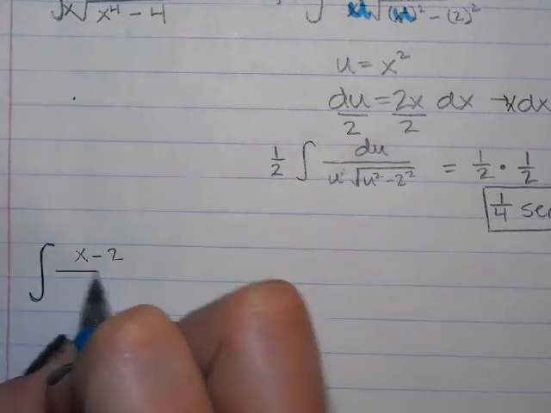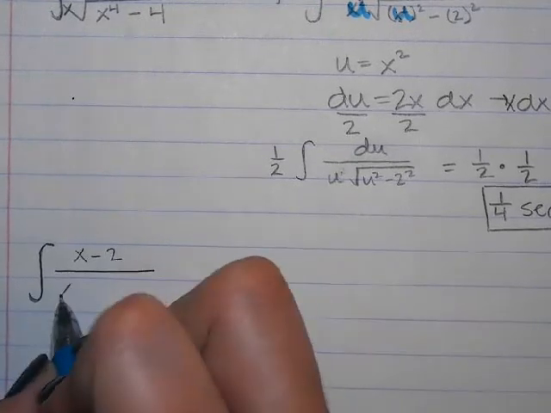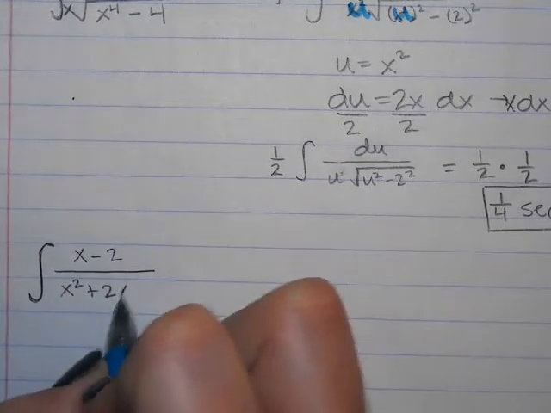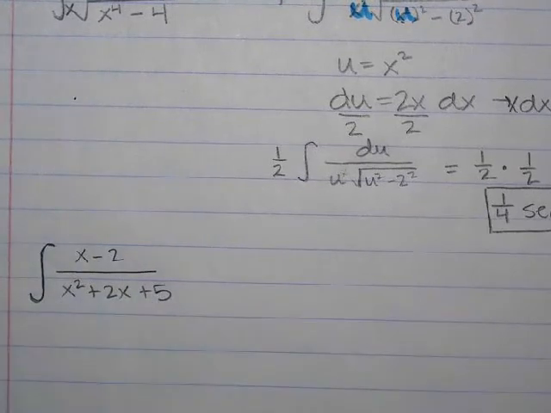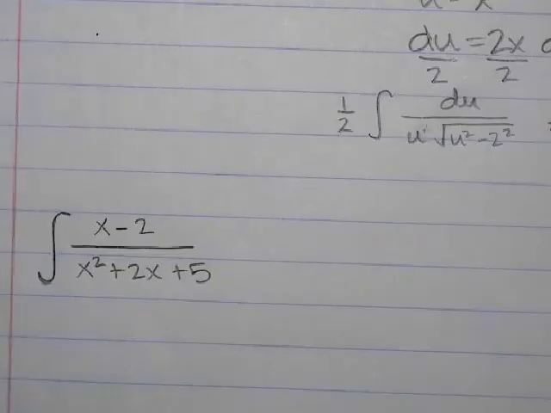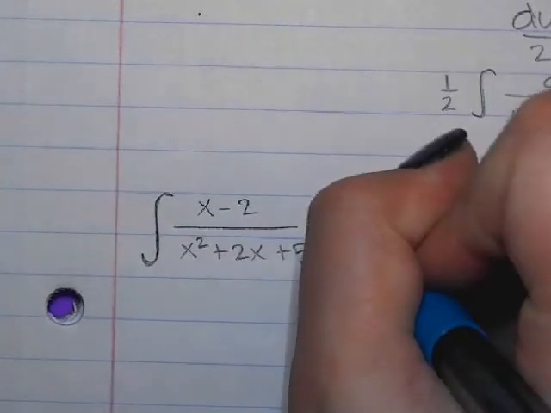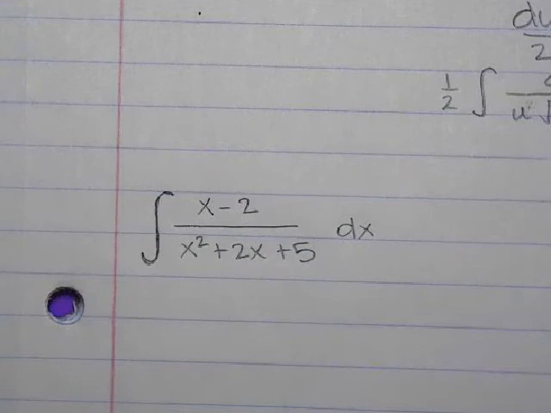All right, we're going to have x minus 2 over x squared plus 2x plus 5 dx. Okay. Except, think about what the bottoms of these look like. We don't want to factor this. We're going to complete the square.